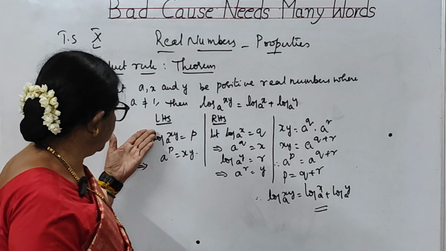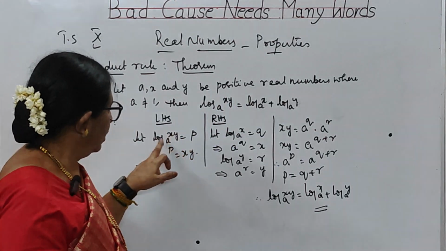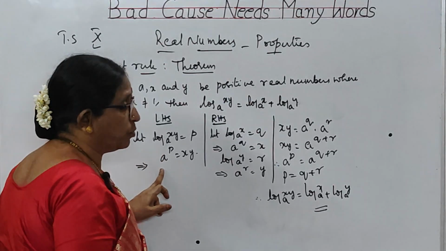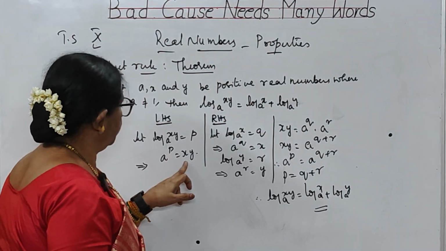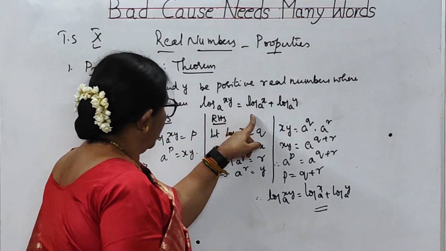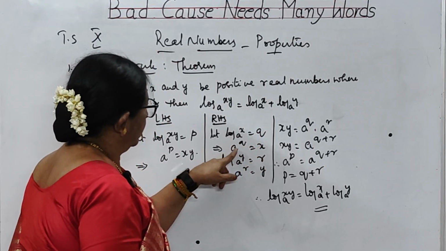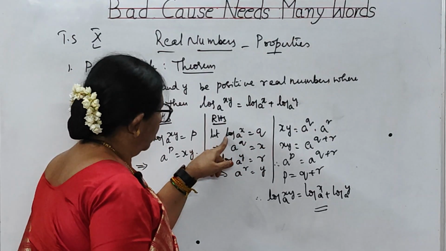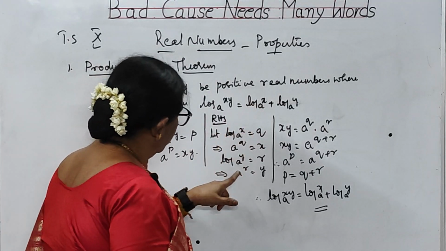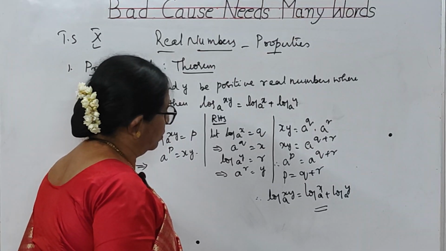So the LHS, log xy to the base a, we have taken as p. This is logarithmic form. I have converted logarithmic form into exponential form: a to the power of p is equal to xy. Now when you go to the RHS, log x to the base a is equal to q. So a to the power of q is equal to x. Logarithmic form is converted into exponential form. Then log y to the base a is equal to r. That means a to the power of r is equal to y.